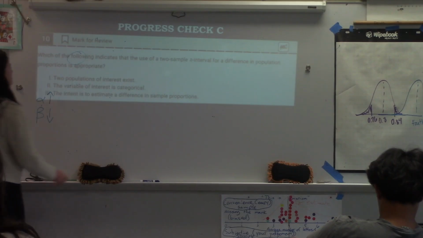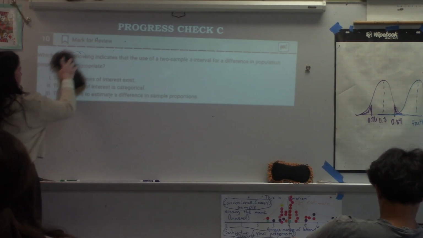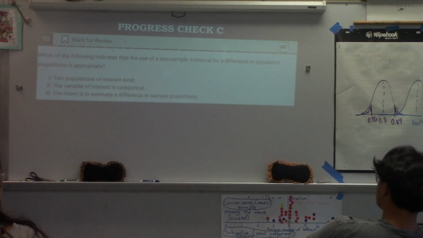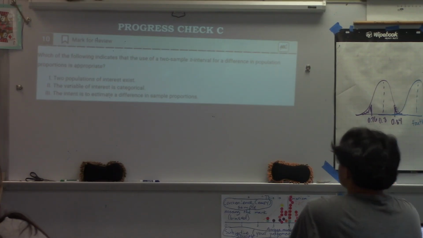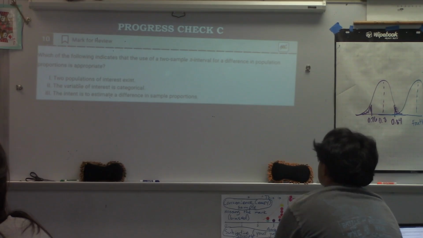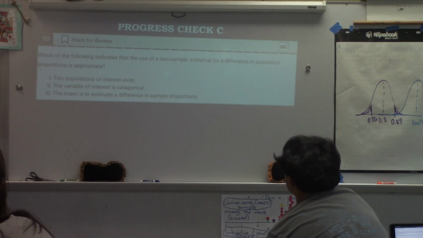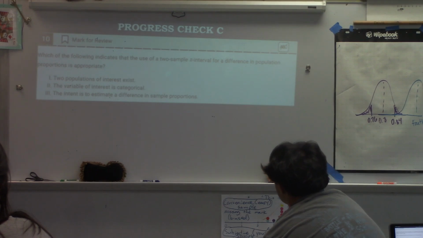Okay. Which finding indicates that the use of a 2-sample z interval for a difference in population proportions is appropriate? I don't know the answer choices here. Yeah, I forgot to put that up there. 2 populations of interest exist, the variable of interest is categorical, and the intent is to estimate a difference in sample proportions. This is weird.